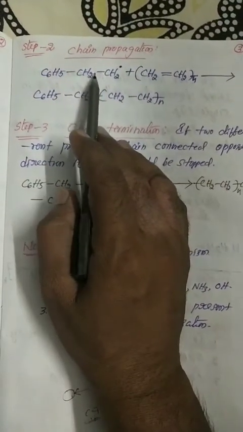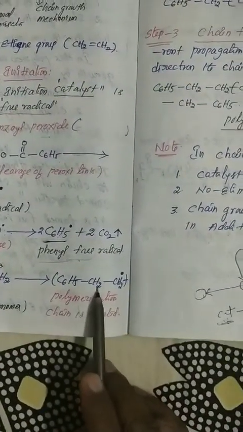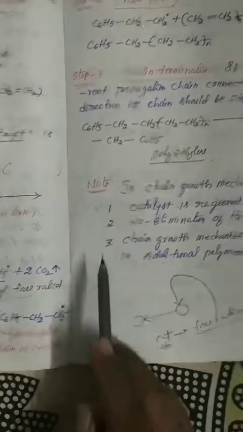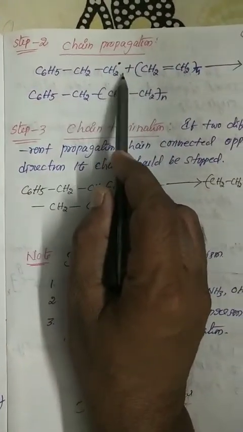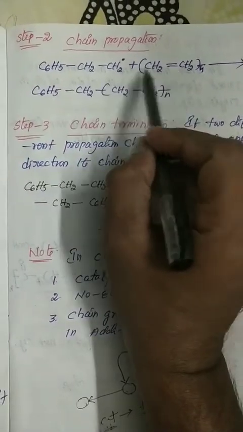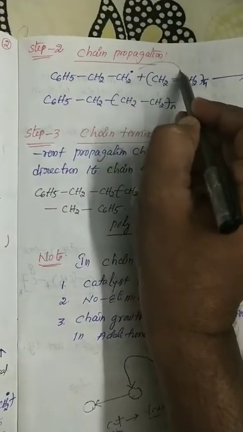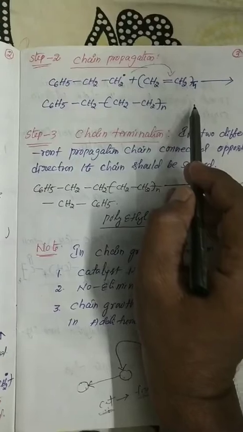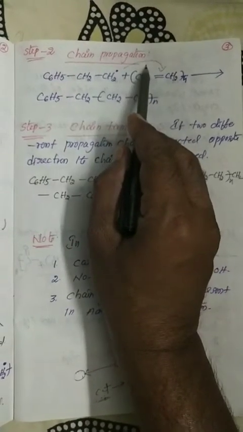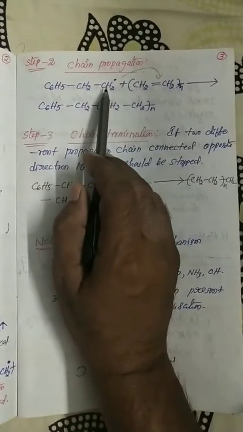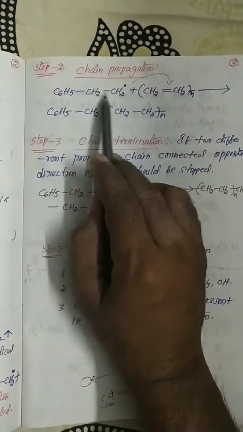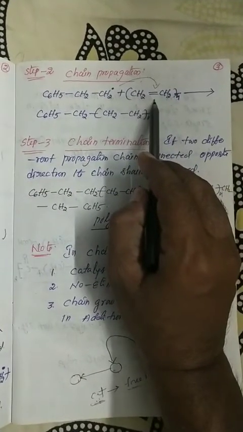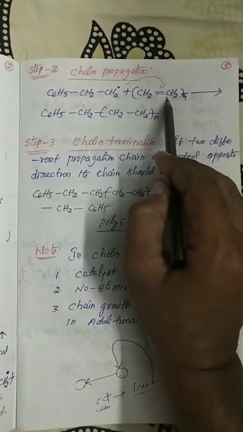The next step of the chain growth mechanism is chain propagation. Chain propagation means one chain has already started here: C6H5, CH2, single bond CH2 free radical. This C6H5 CH2 free radical again attacks n number of ethylene groups. Hence one long chain continues. This is called chain propagation. So chain initiation is already completed. In chain propagation, the free radical again reacts with one more ethylene group, or n number of ethylene groups, and the chain continues.